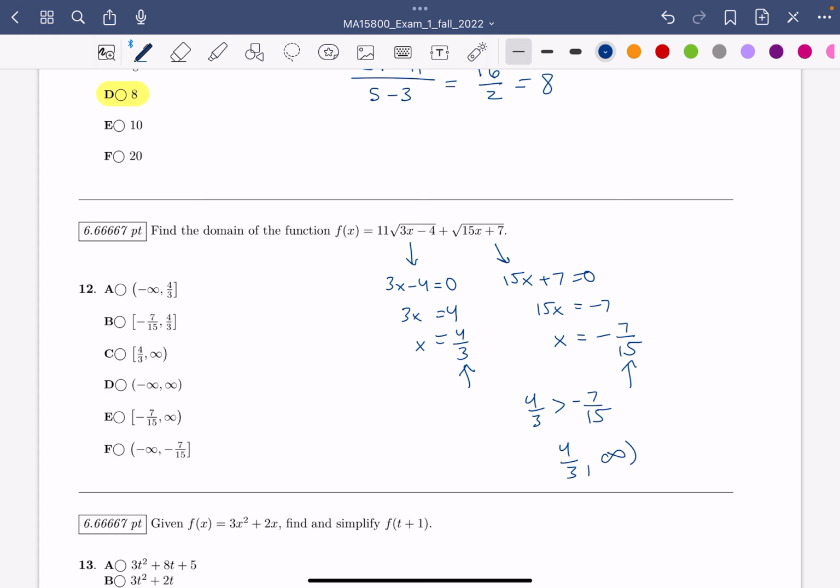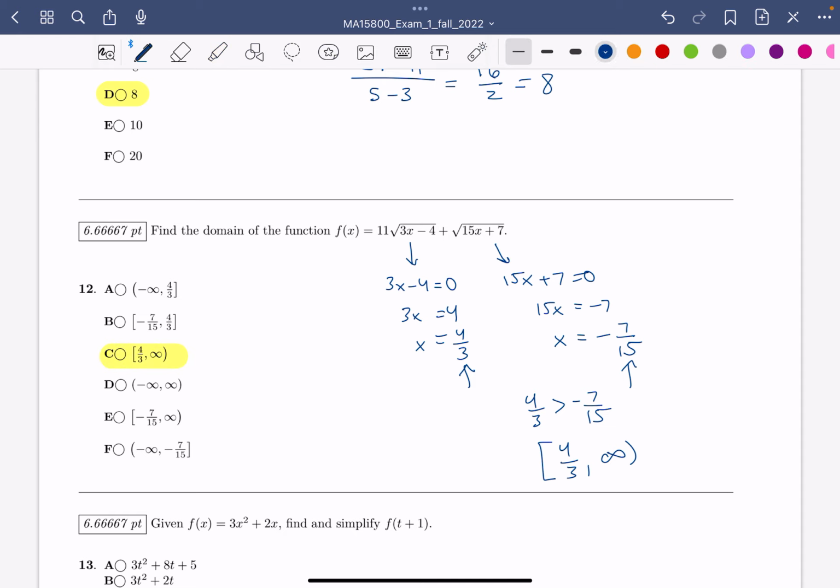Now, is it inclusive or not inclusive? Just because the value under the root is 0 doesn't mean it's imaginary. So it is inclusive of the 4 thirds. So we're going to use a bracket instead of a parentheses. So our domain is 4 thirds to infinity, giving us an answer of C.